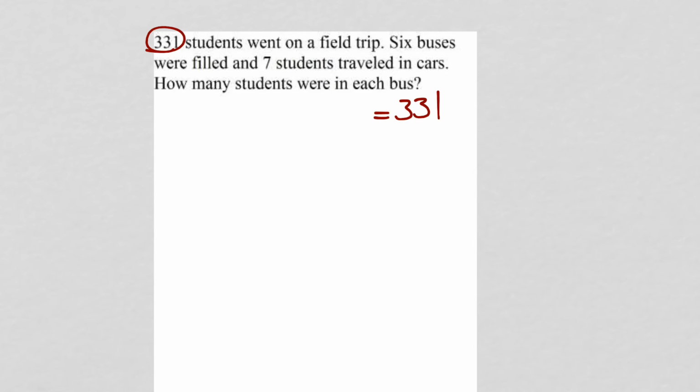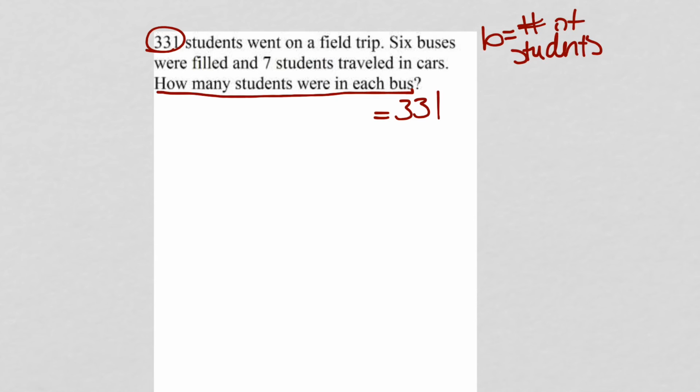Then it talks about how they are traveling. So our question asks how many students were in each bus. So I'm going to let B stand for the number of students in each bus. So if B stands for the number of students, I know I'm going to have a B in there. Now, how many B's do I have? Depends on how many buses I have. Does it tell me? Right here, it says that you're going to have 6 buses.